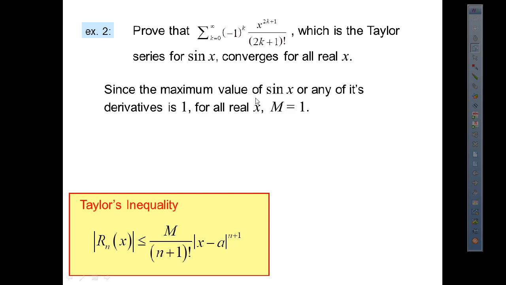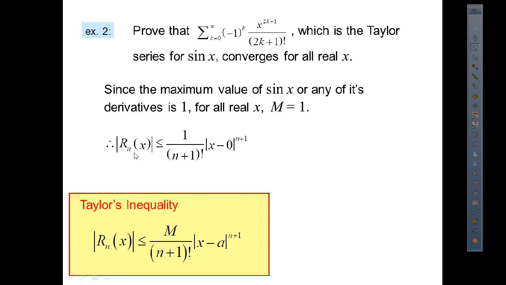All right, so since the maximum value of sine x or any of its derivatives is 1 for all real x, M is going to equal 1. It's the largest value that sine x is ever going to be. When we take the derivative, what's going to happen? It's going to be the derivative of sine, which is cosine, the derivative of cosine, which is negative sine, the derivative of negative sine, which is negative cosine, etc. But the maximum value for any of those is positive 1. So here we're going to have a 1 for our M.